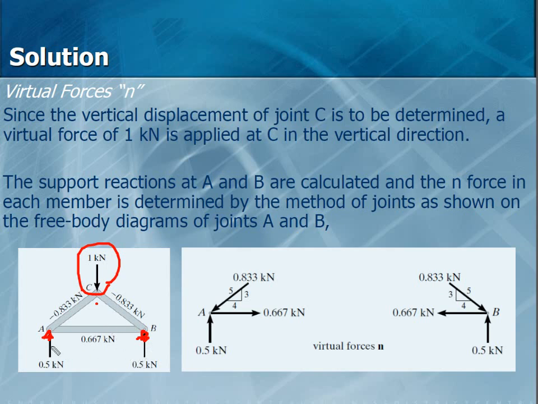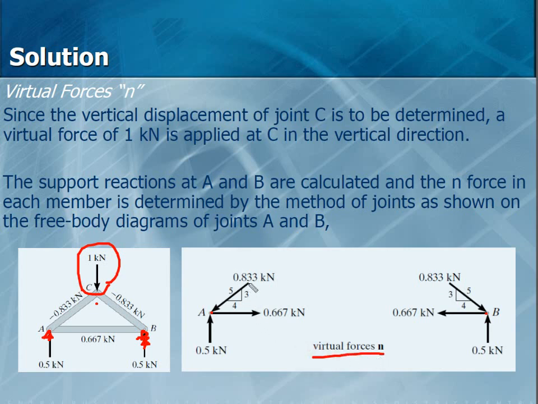First, it's symmetric, so the two reactions are equal. They will be upward. Then we're going to find the internal forces, taking this joint here and the next joint. I'm not going to go through those. You'll be able to find them easily. We call these the virtual forces, small n.